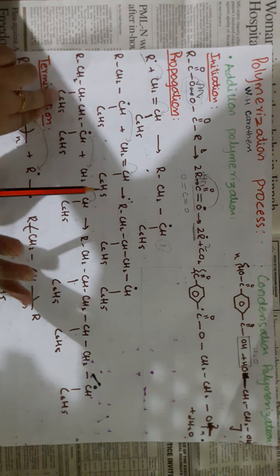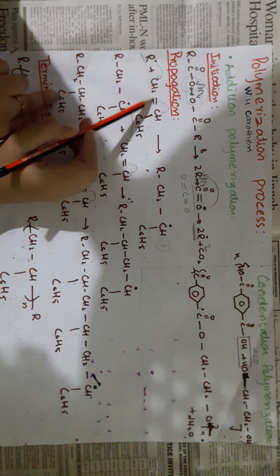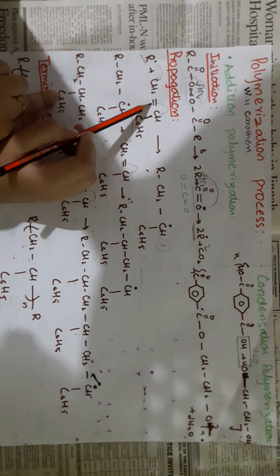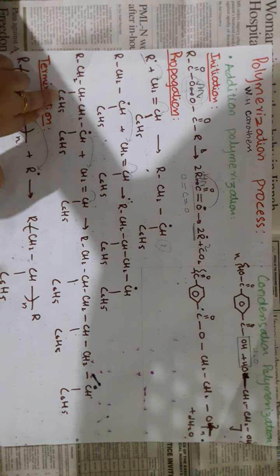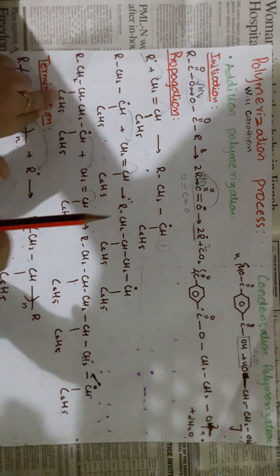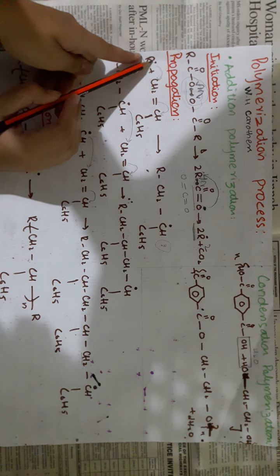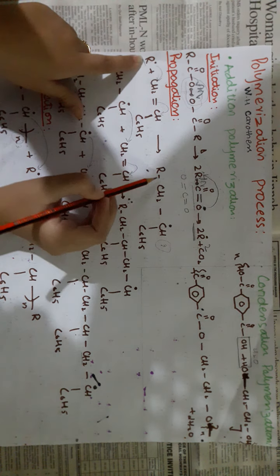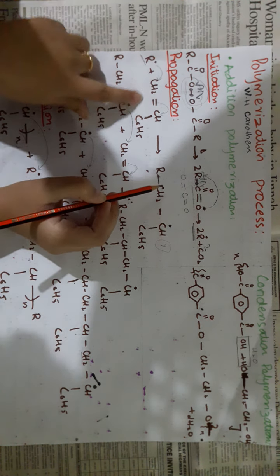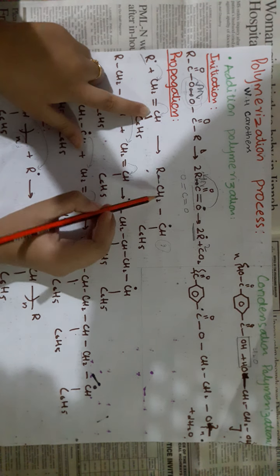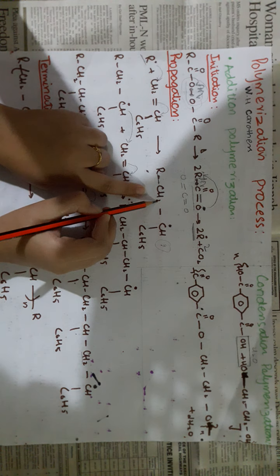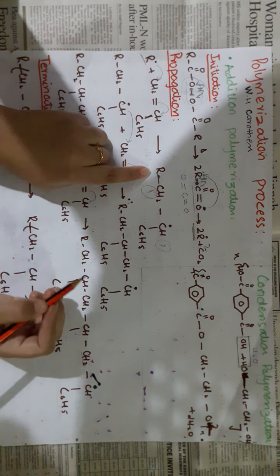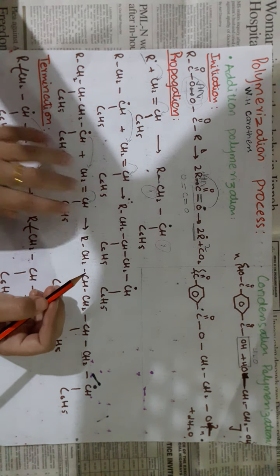So to maintain 4 bonds of this carbon, we have to make this bond single. This was a double bond. If we convert it into a single bond, the valency of this carbon will be satisfied. So this carbon has bonds with this carbon, and this bond becomes single. Count the bonds again: 2 bonds with hydrogen, 1 bond with the carbon, 1 bond with the R. So it has 4 bonds. Valency is complete.